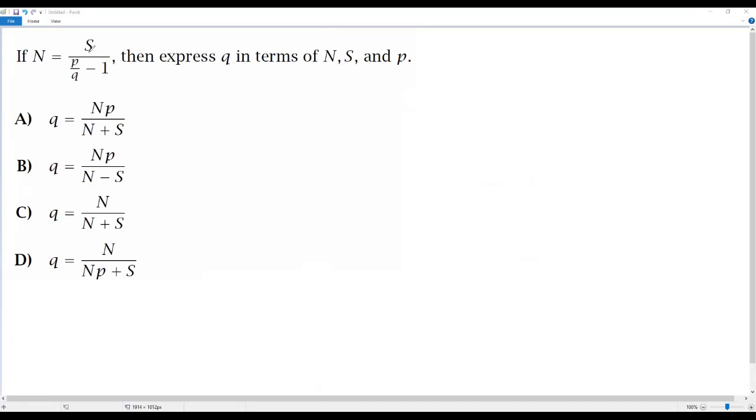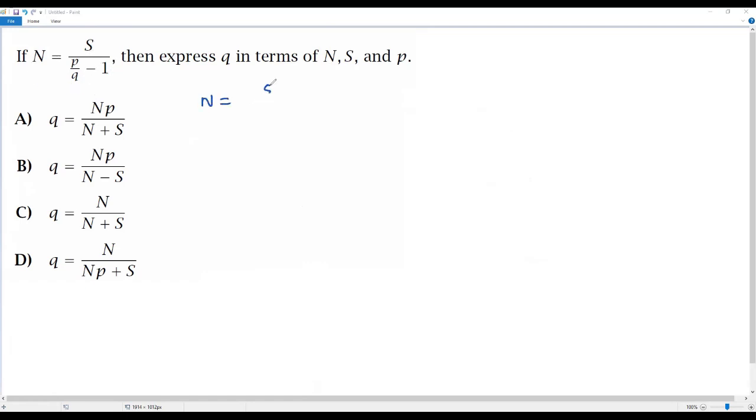If n equals s over (p over q minus 1), then express q in terms of n, s and p. That is, we have to solve for q in this equation in terms of n, s and p. Okay, let's take this equation and solve for q. Let me write the given equation as it is.